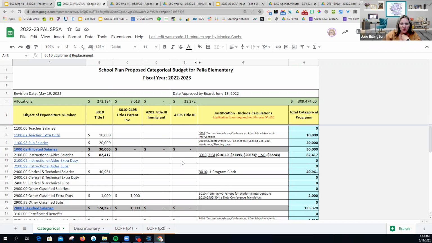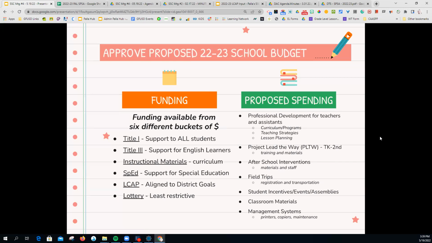Okay, so if there are no other questions regarding just the budget part, do I have a motion to approve this proposed budget, projected budget I should say, for next year? I motion for approval. And I'll second. And then all in favor? Aye. Aye. Okay, thank you.